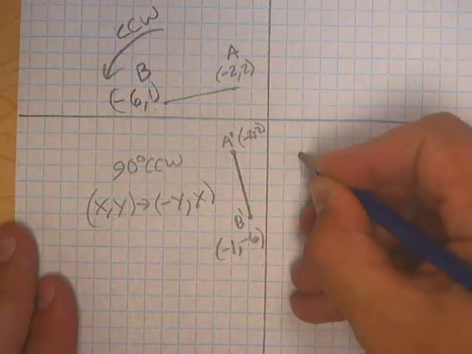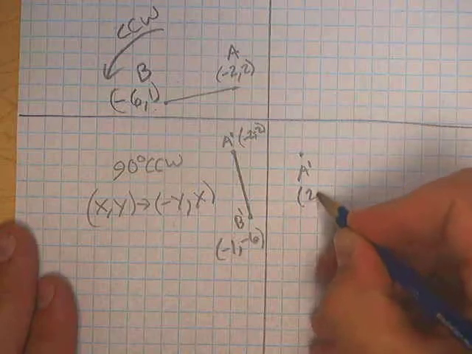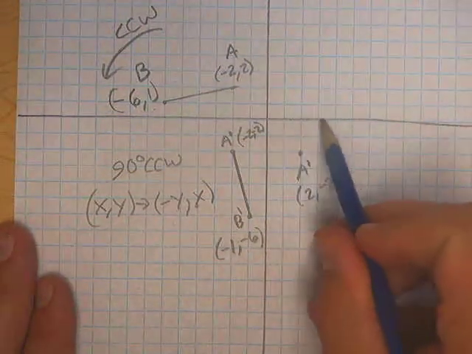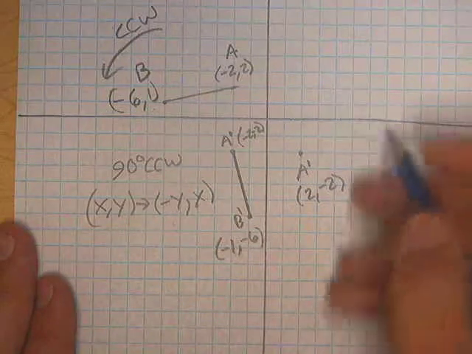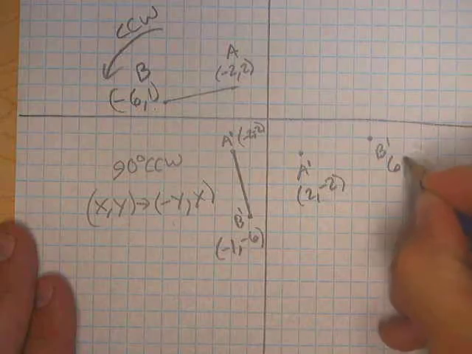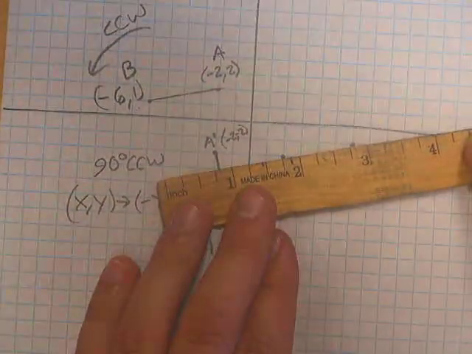Must know the formulas. All right, now I'm going to take these original points again, and I'm going to rotate them 180 degrees. So my new point's going to be my other A prime, 2, -2. And B is going to be 1, 2, 3, 4, 5, 6, -1.